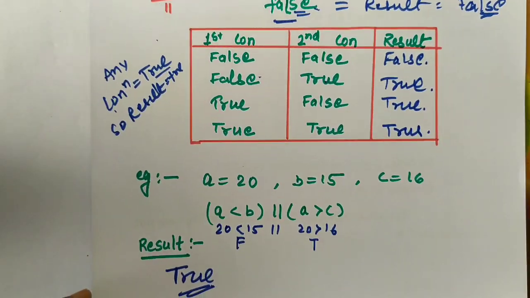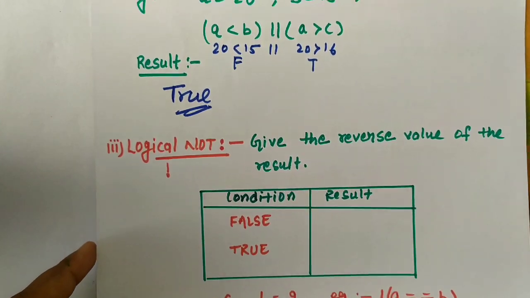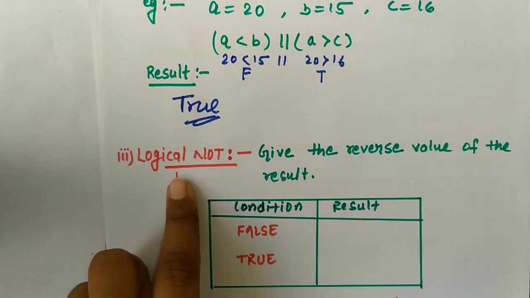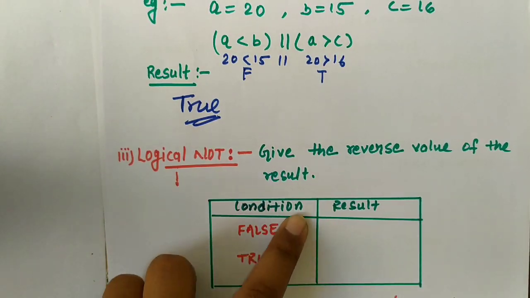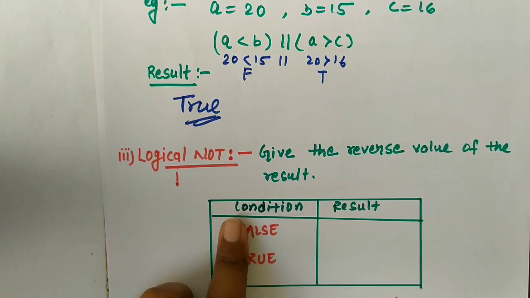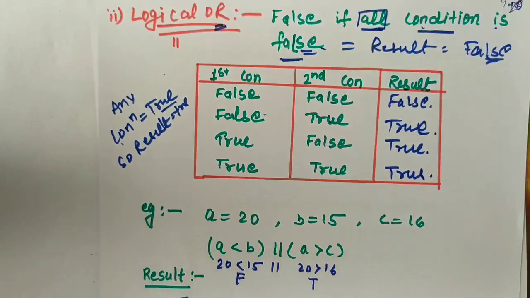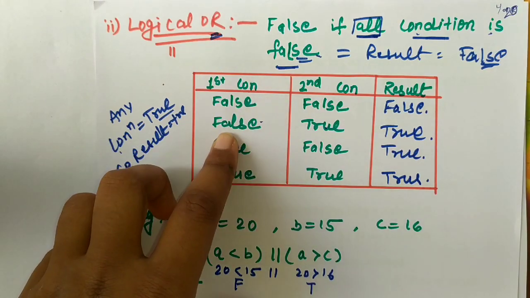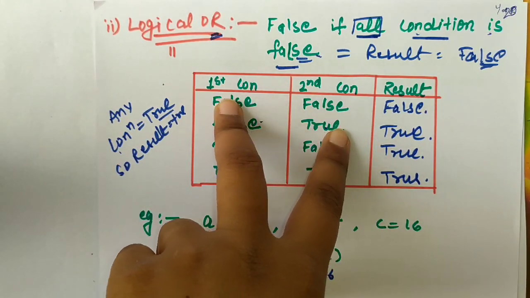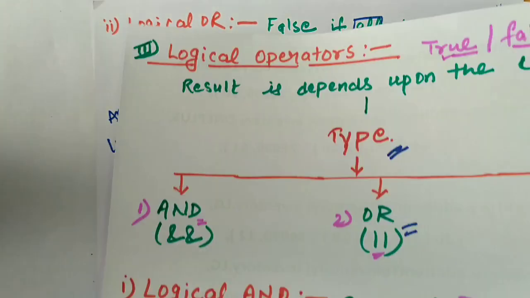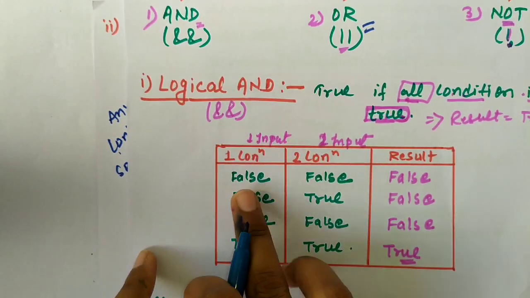Next one is the logical NOT operator. In the logical NOT, only one condition is given. But in logical OR and logical AND, there are two conditions. This is logical OR and this is logical AND. These have two conditions.